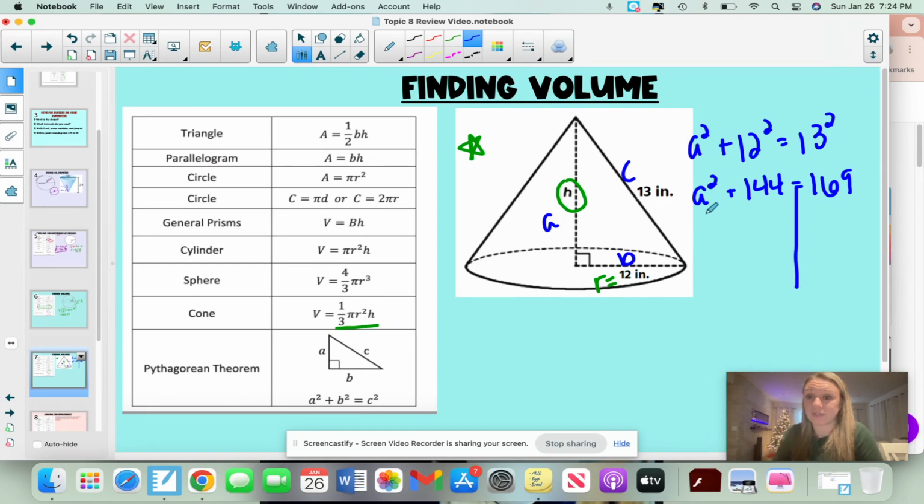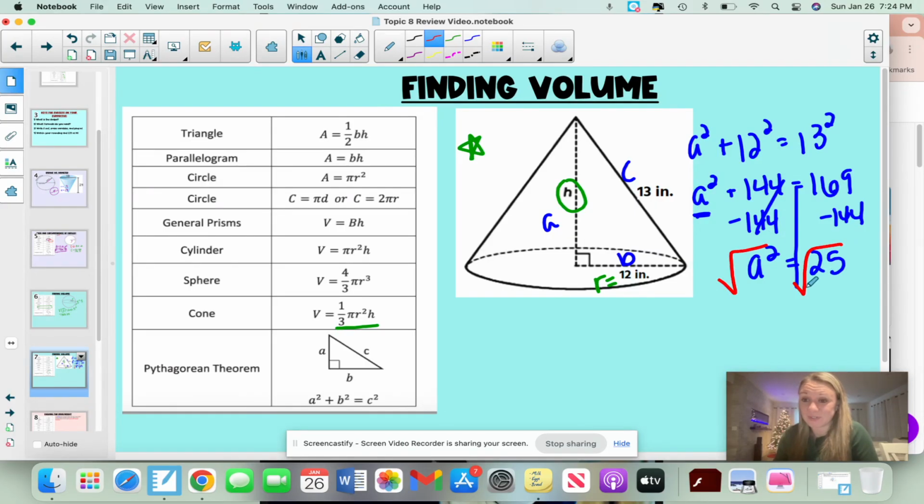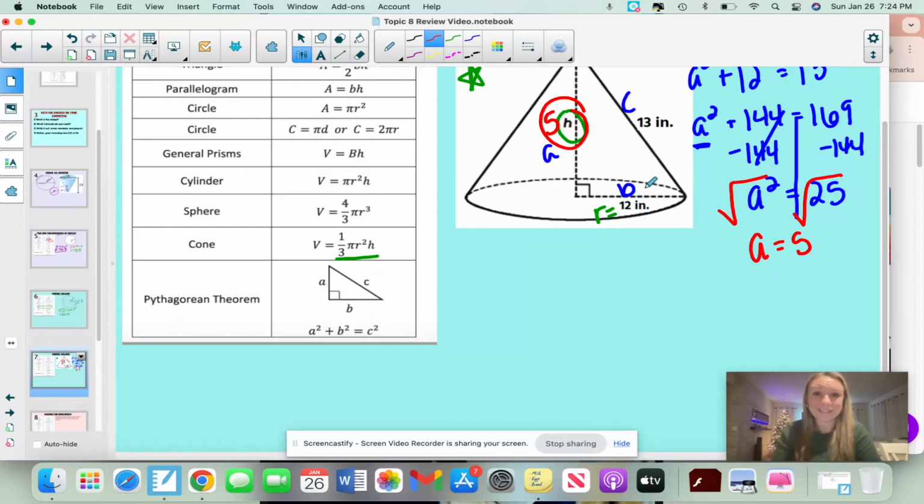Now, because you're solving for a leg and we want to isolate A, you're going to have to subtract over. So we're going to subtract 144 from both sides, giving you A squared equals 25. You cannot stop here, because A is not isolated yet. To undo something to the second power, or the inverse, remember that you're going to do the square root on both sides. And when you take the square root of 25, you get that A equals 5. Now, that is nice for us because now we have our height. So now you can actually do the problem because you have everything that you need.